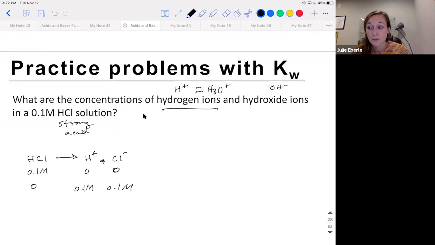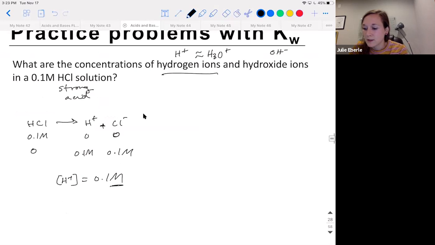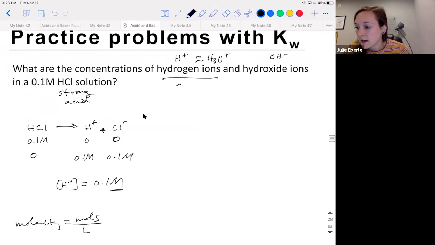So we actually just answered one of the questions. Concentration of H plus is equal to 0.1 molar. That's a concentration because it has units of M. What does M stand for? M is molarity. What is molarity? Remember, molarity is moles per liter. This is concentration. So for hydrogen ions, the concentration would be 0.1 molar. And we can only say this because it's a strong acid. If it were a weak acid, it's not that simple. And I'm going to post a video of how you would go about it with a weak acid.